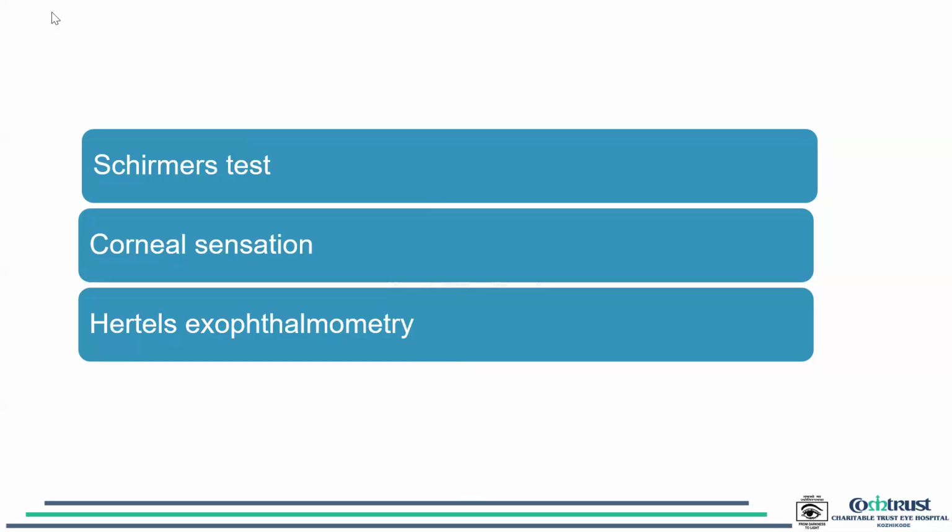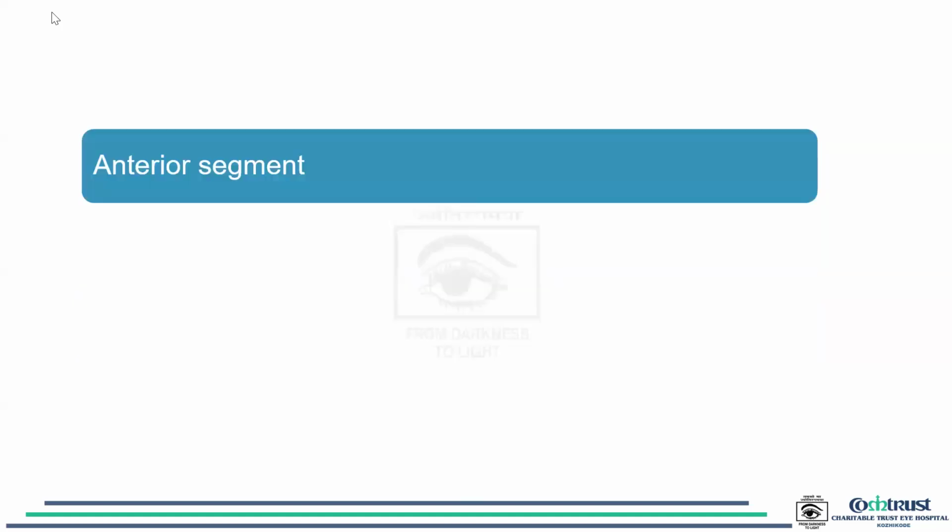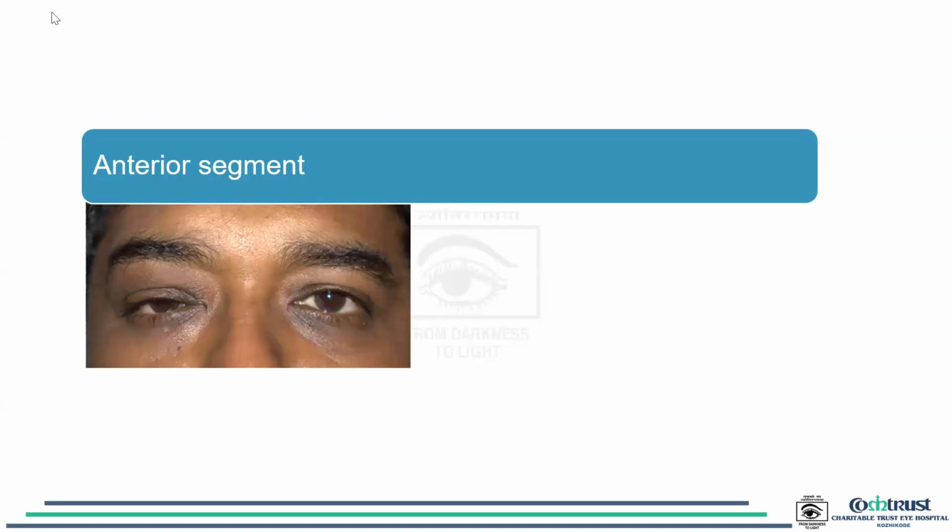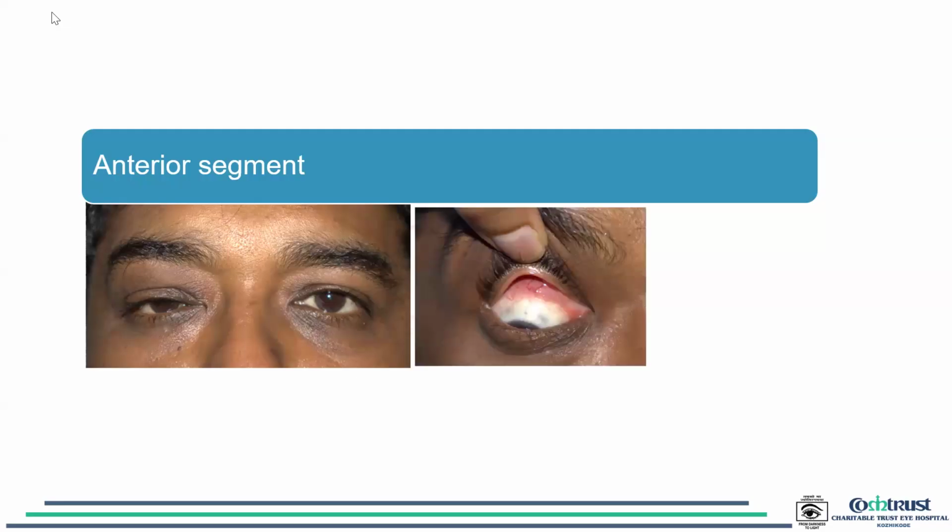Otherwise, it can result in exposure keratopathy. Now, Hertel's exophthalmometry is to complete the examination to detect if there is any associated proptosis that you need to be aware of. Now, like in any ophthalmology case that is given to you, no examination is complete without having a thorough look at the anterior segment.